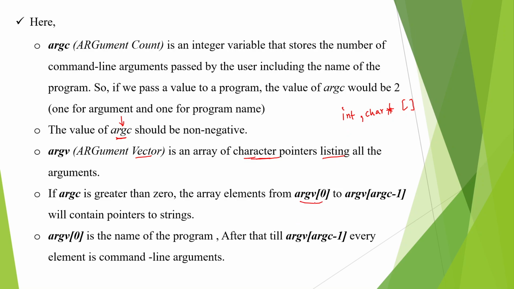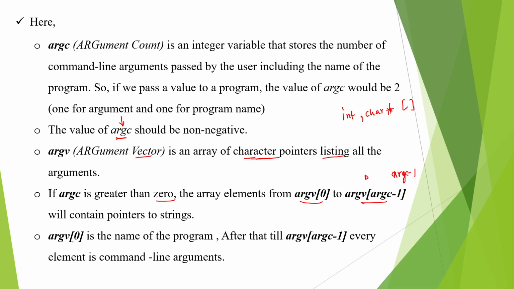So argument count is greater than 0, a non-negative value, and argument vector of 0 is going to be the first command line argument, up to argument vector of argument count minus 1, because we know array index always starts from 0 and ends at maximum size minus 1. Whatever number of arguments you have, the index will start from 0 and end at argument count minus 1.